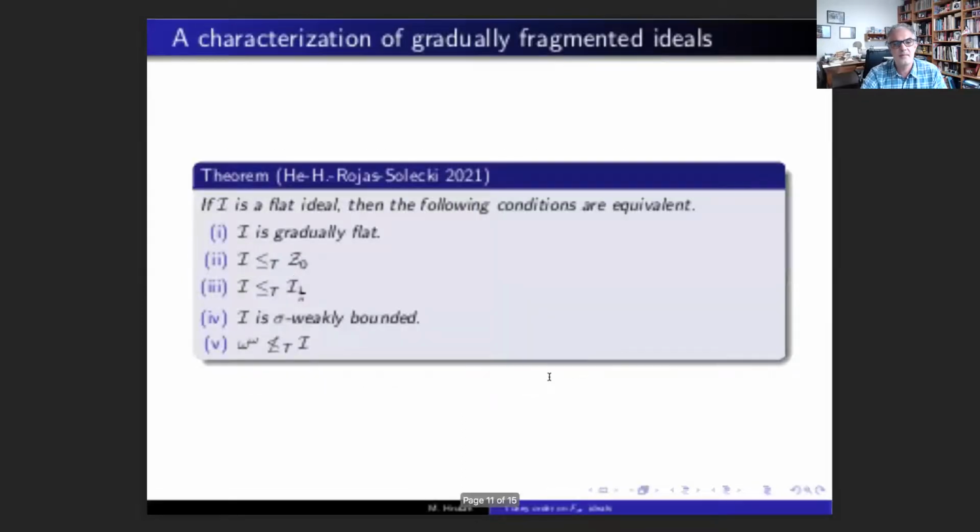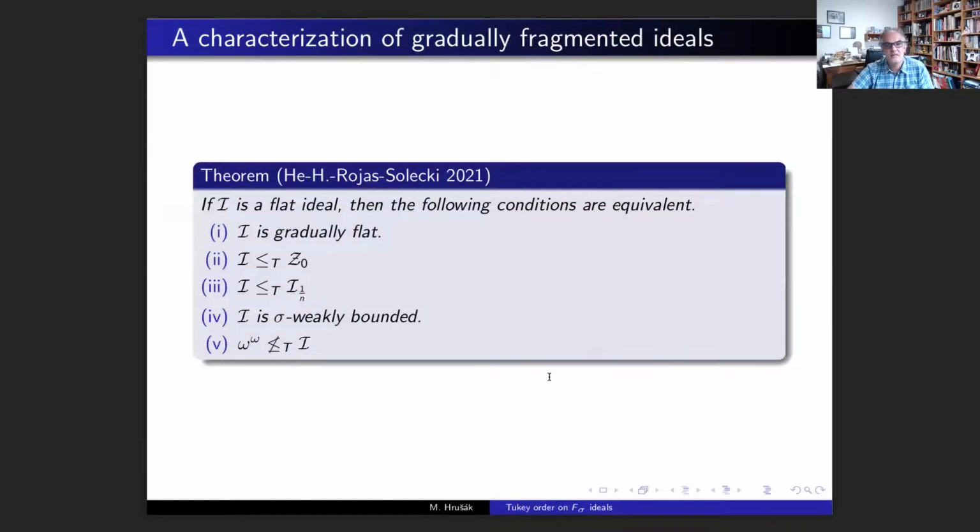And now these gradually flat ideals are really the things which in the picture would sit down, not above omega to the omega. So for flat ideals, it's equivalent to be gradually flat, to be Tukey below density 0, to be Tukey below the summable ideal, to be sigma weakly bounded, or not to be on top of empty cross Fin.